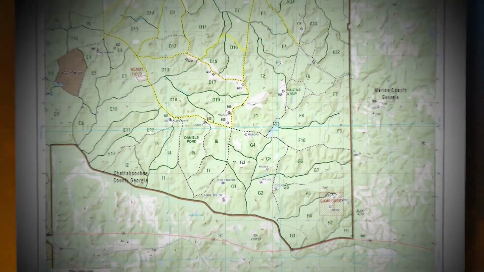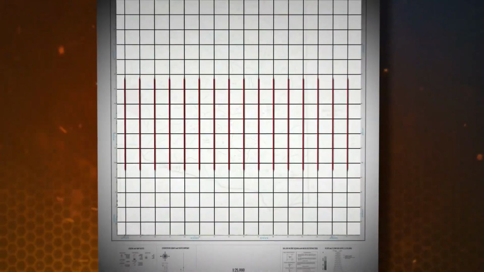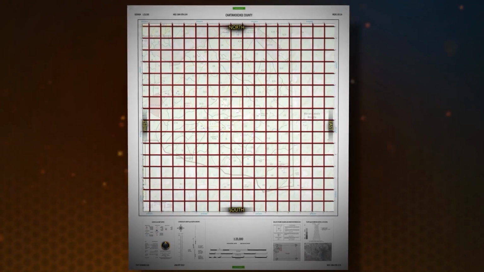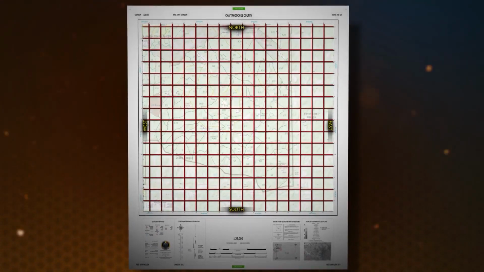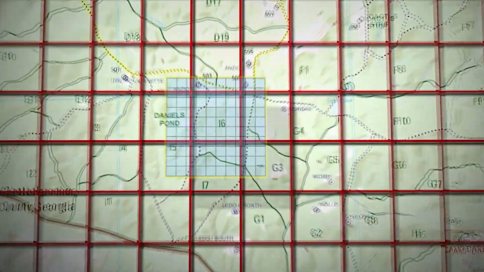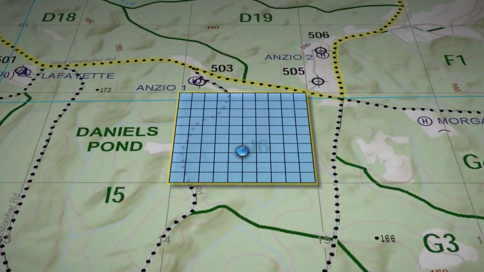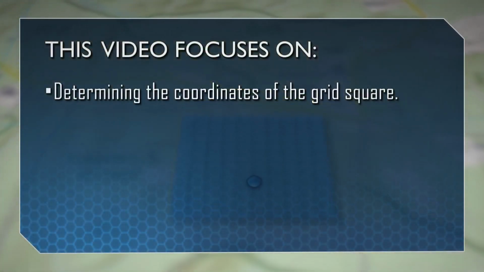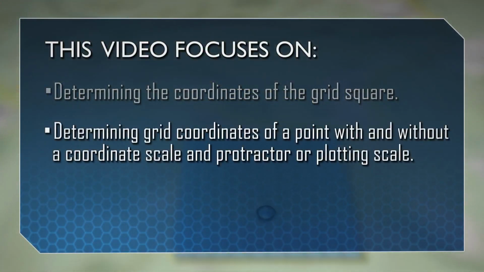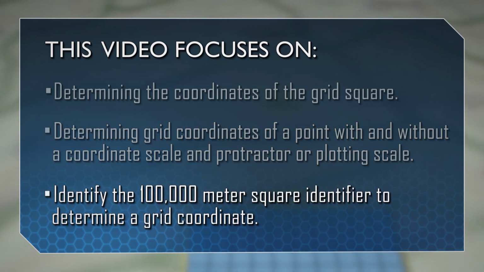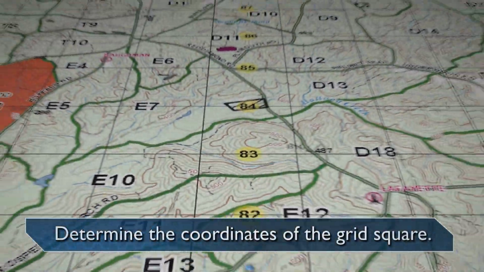The military grid system is a network of squares formed by the north-south and east-west grid lines printed on a map. The purpose of the grid system is to enable the soldier to quickly and accurately locate a point on a map. This video focuses on determining the coordinates of the grid square, determining grid coordinates of a point with and without a coordinate scale and protractor or plotting scale, and identifying the 100,000 meter square identifier to determine a grid coordinate. Determine the coordinates of the grid square.